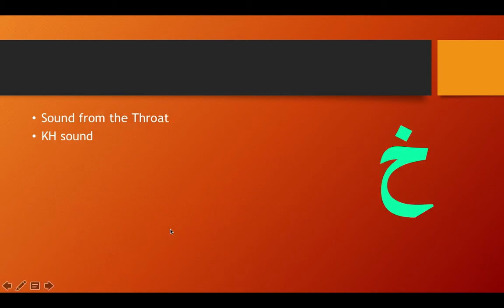That leads us to our first letter, which is the letter kha. Again, the name of the letter is not its sound. Like the letter kha, you're not making a kha sound, you're making the kh sound. That's the consonant sound that it makes. As noted here, it is a sound from the throat, from near the oropharynx area actually, and you're making the noticeable kh sound. So that is the letter kha.